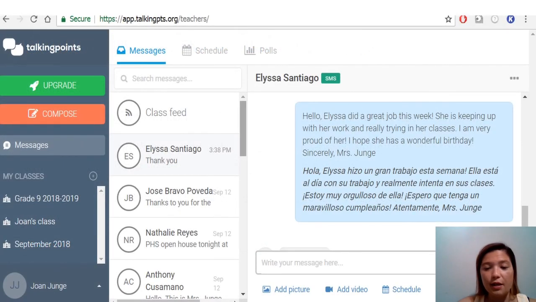So here's an example of Talking Points. The teacher wrote the message in English. It got translated into Spanish, and then it just kind of pops up on your phone. That's what I like about it. It's very accessible. Parents don't need to go to their emails or anything. If you put in the phone number, boom, it's right there for them.